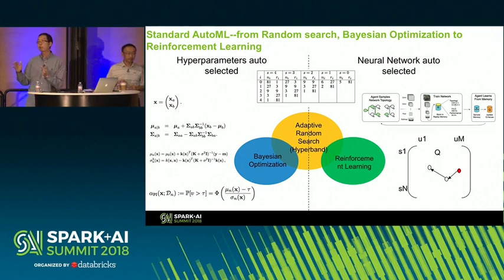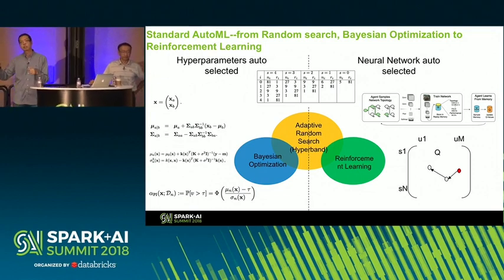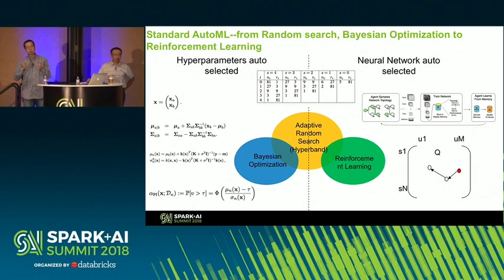The other part is reinforcement learning, which can be used for neural network search. It is a very hot topic today. This can be viewed as a Markov decision process, so the most important thing is to decide the states and the actions. We can define the states as the different components of the neural network.